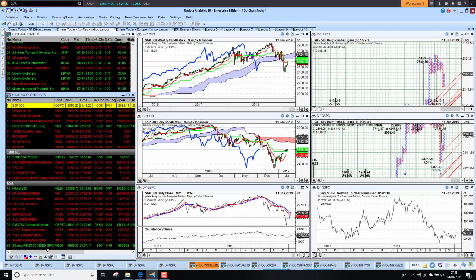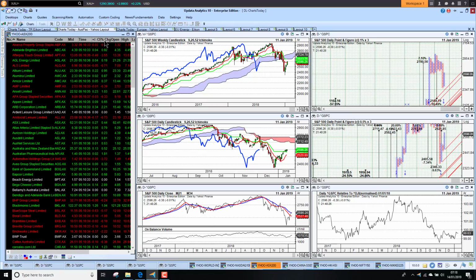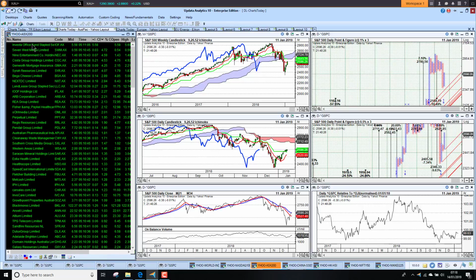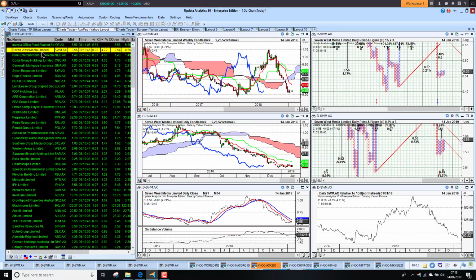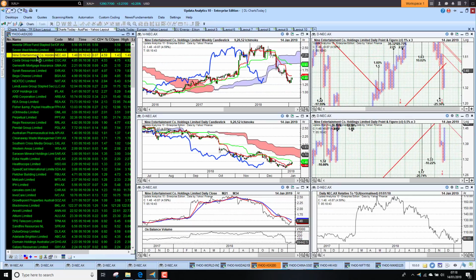Asia, we see here really heavily down. Most markets in Asia quite heavily down. Looking at the Aussie market, just looking at the best performers, they had Investor Office Fund, that was up 5%, so looking reasonable there. 7 West Media also up, but actually the chart's still looking pretty dire. 9 Entertainment Group also up, but the chart again looking pretty dire.